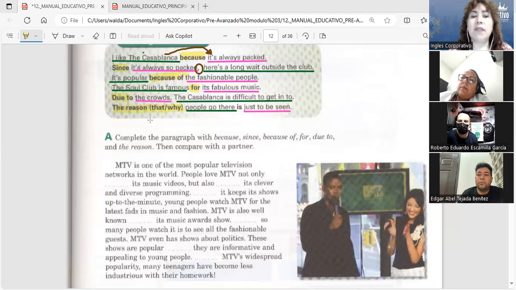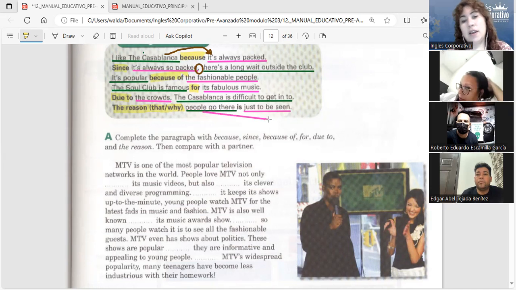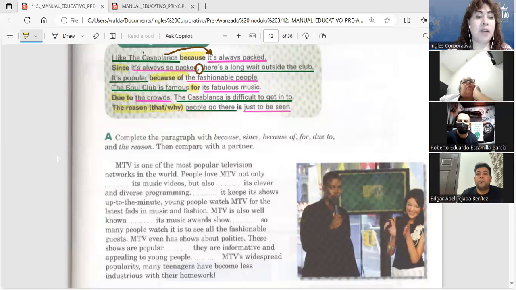Okay, so this one's kind of like opposite, right? So when you use the reason, we're going to be using the consequence and then the reason. Okay, and for this one, we're connecting the two ideas with the verb to be.